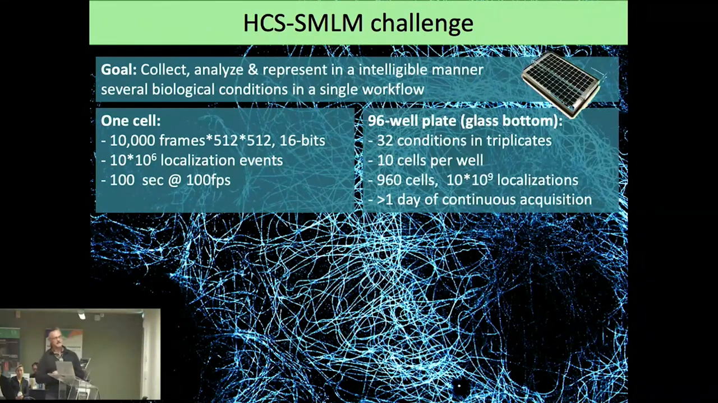So these are the stats for one cell here, compared to what a 96 well plate typically can give you. So then you have to multiply by 1,000. One cell versus 1,000 means, at the end of the day, possibly, depending on your photophysics and what you want to measure, something like 10 billion localizations to analyze. It's a lot of information, but that's the interest of the thing.